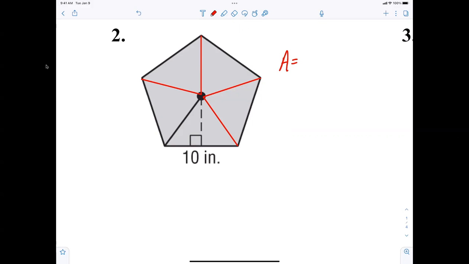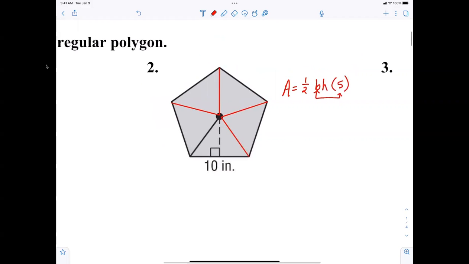Yes. So listen to what he just said. Very nice. 1/2 base times height times 5. So big agree with that? Now, can someone please tell me what 5 times the base represents? That's exactly correct. The perimeter. Base times 5 gives you the perimeter. So now you can just say the area is 1/2 perimeter times the height.